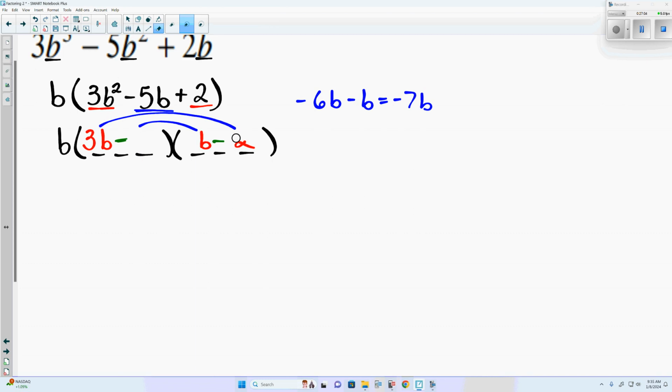So what we can do is switch the 1 and 2. We can try this again. 3b times negative 1 is negative 3b. Negative 2 times b is negative 2b, so negative 3b minus 2b, or negative 3 minus 2, is negative 5b. Is that the middle term we wanted?